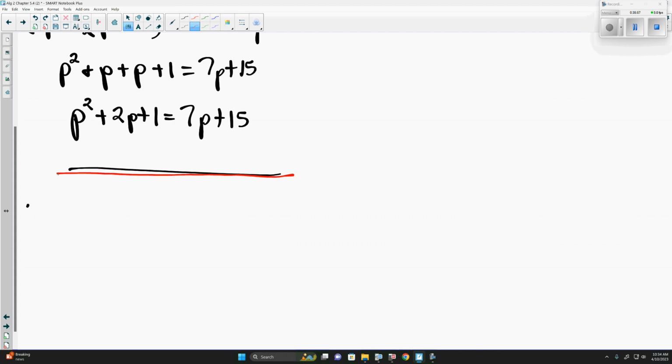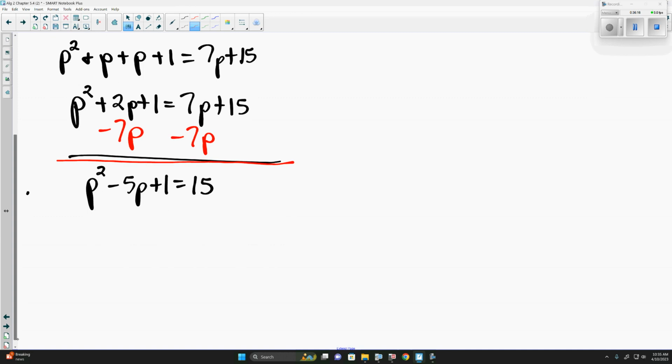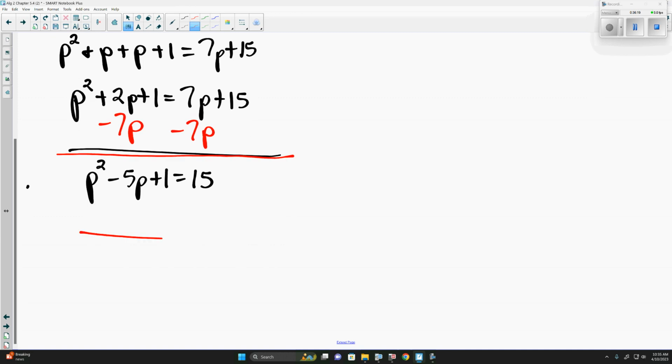Now at this point here, we will need to get the p's by themselves, or get everything equal to 0. So we can subtract 7p from both sides, which will tell us that p squared minus 5p plus 1 is equal to 15. Now again, it's not equal to 0, so we can subtract 15 from both sides. So it's that p squared minus 5p minus 14 is equal to 0.